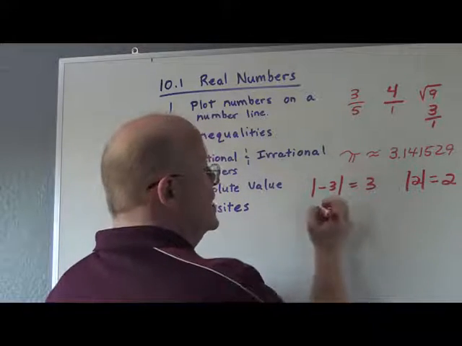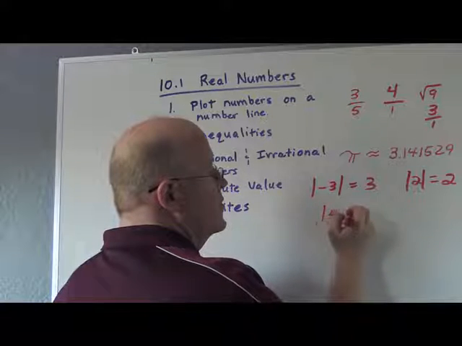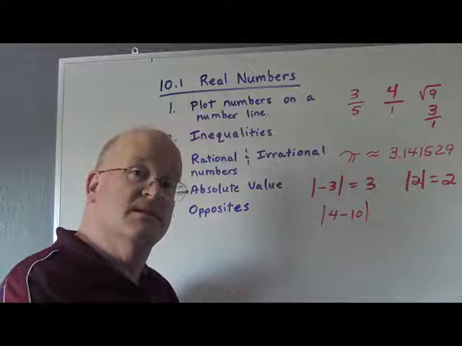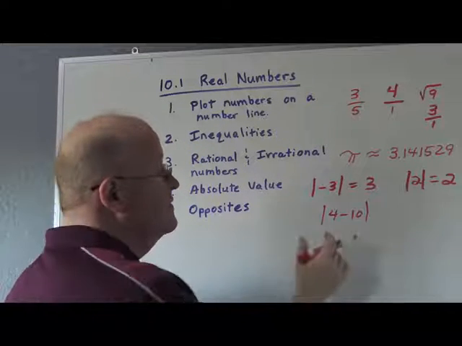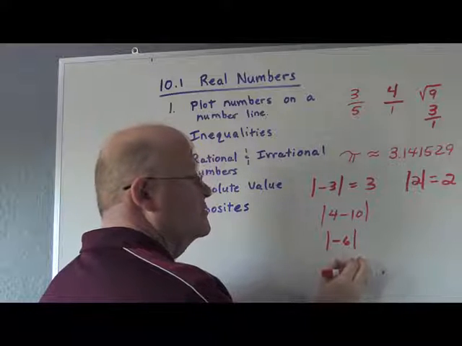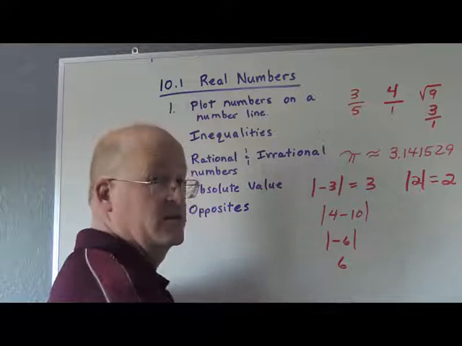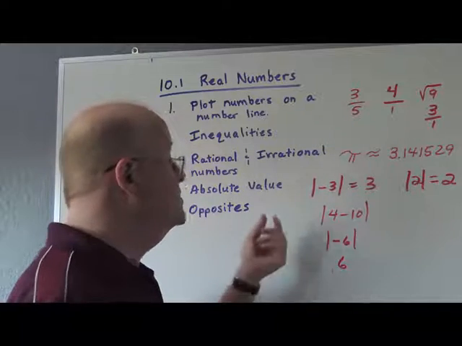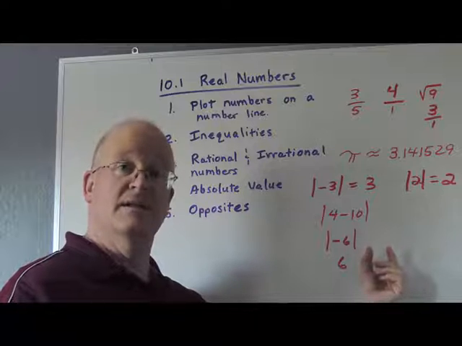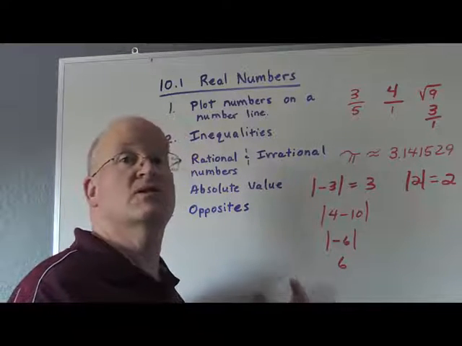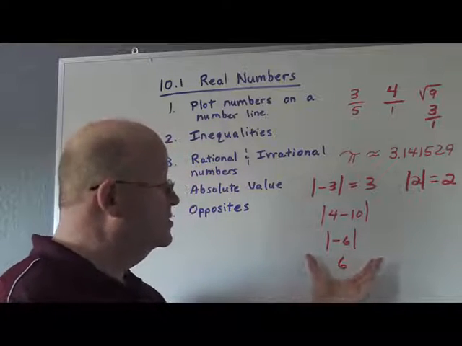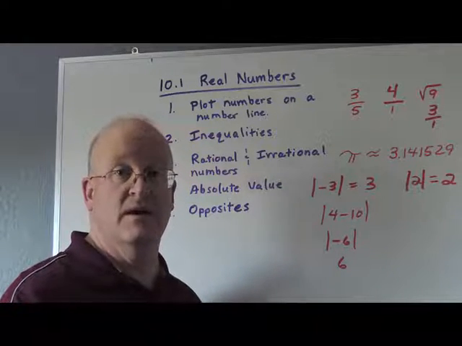Now, let's say we had the absolute value of 4 minus 10. You have to do the math problem inside the absolute values first. 4 minus 10 turns out to be negative 6, and then the absolute value of negative 6 is positive 6. If you tried to take the absolute value of 4 and the absolute value of 10 separately and then subtract, you would have 4 minus 10, which is negative 6. And that would be a different answer. You have to do the math problem inside the absolute values first.